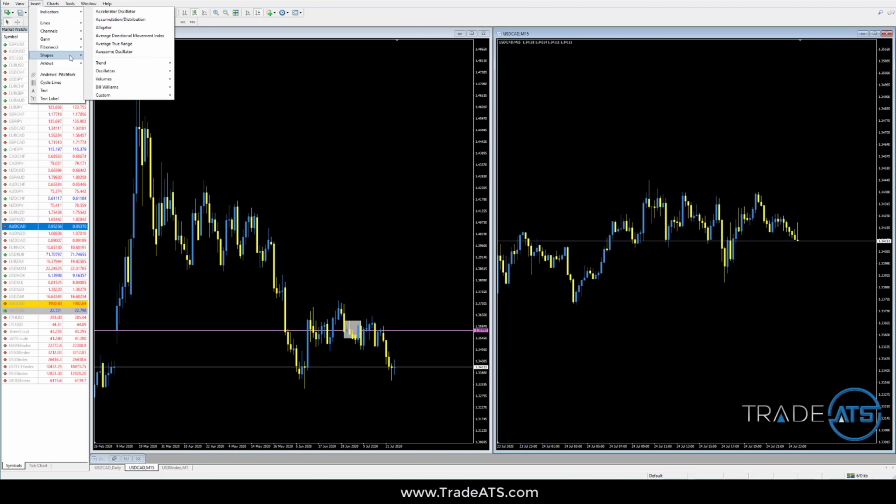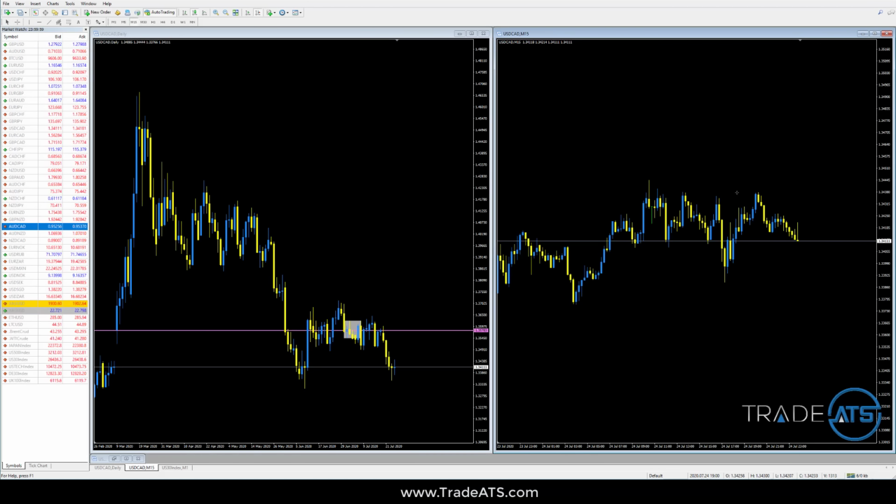I'm going to go to insert, go down to shapes, grab a rectangle, and then I'm going to stick that rectangle right here. I'm going to go off of the low of this previous yellow candle and the high of this blue candle right here. So let me resize this a little bit. And just like that, I'm going to use that as my contraction zone.